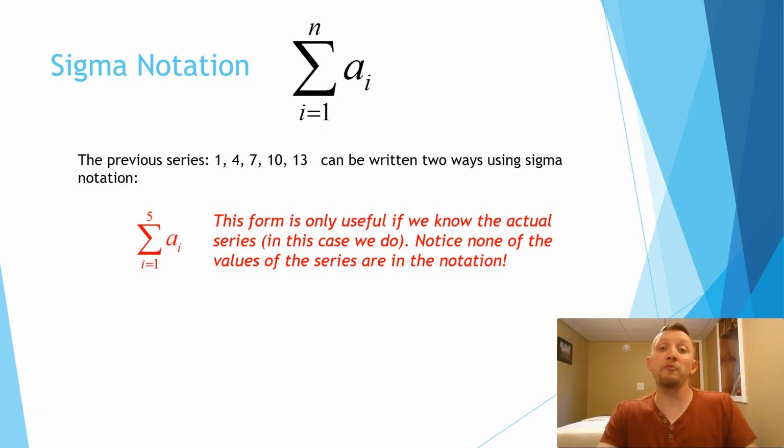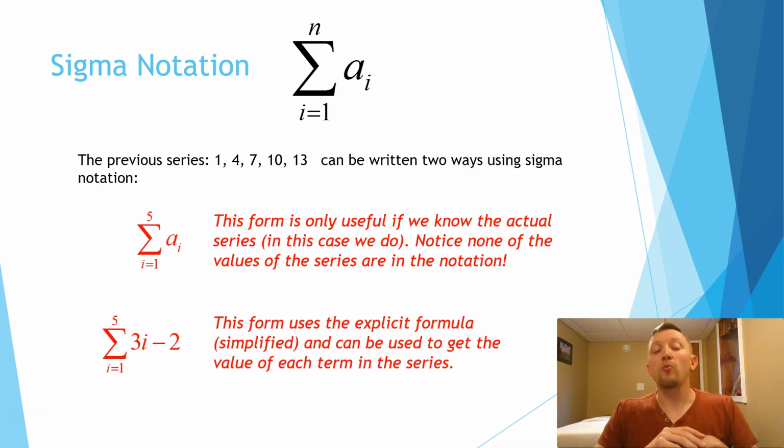So that's why we need to be familiar with another form of sigma notation, and that's this one. And this is where we use the explicit formula. So if I didn't know those terms of the series, we could use the explicit formula to get each of those values. Like I could put 1 in for i, so 3 times 1 is 3. 3 minus 2 would be 1. So there, we got our first term of 1.